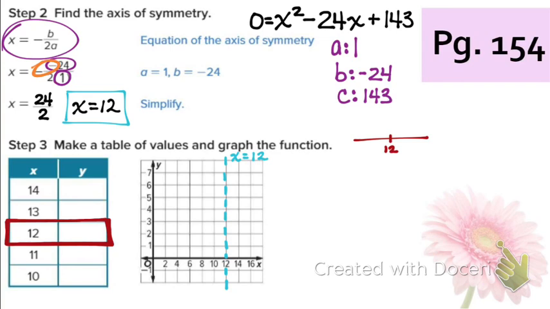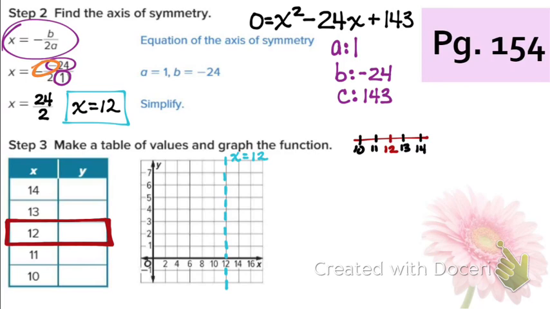We want a couple numbers before 12 and a couple numbers after 12. What's a couple numbers that come before 12 on the number line? 11 and 10. Did they put those on the table? Yeah, they did them at the bottom instead of at the top, but they still got them on there. I want a couple numbers that come after 12. What comes after 12? 13, 14. Do they have those on the table? Yes. We're going to fill in this table.